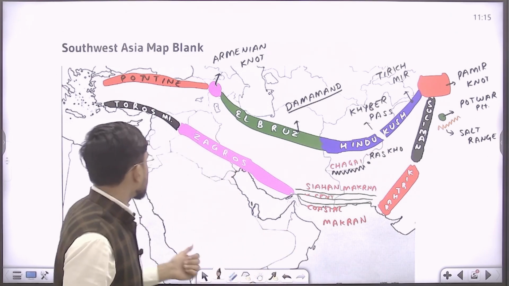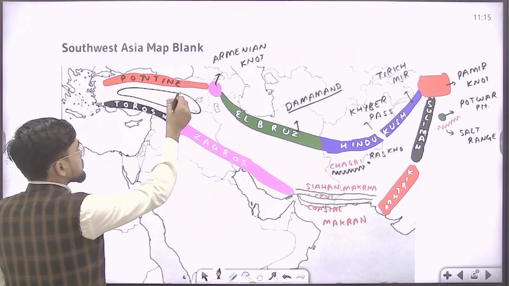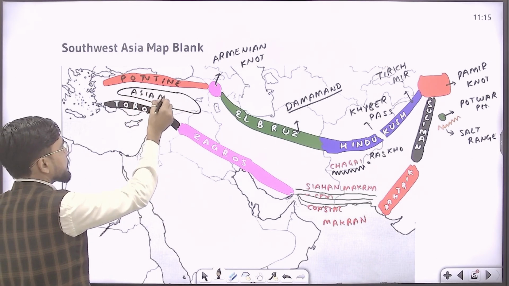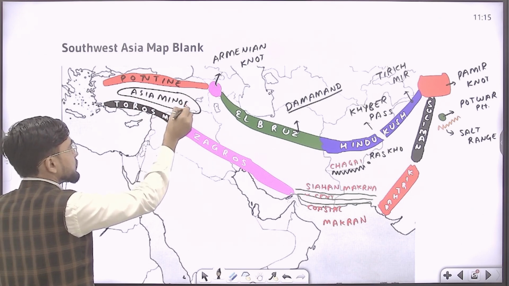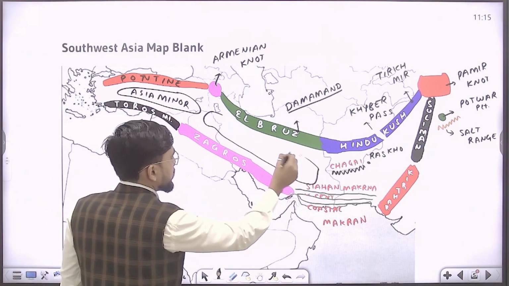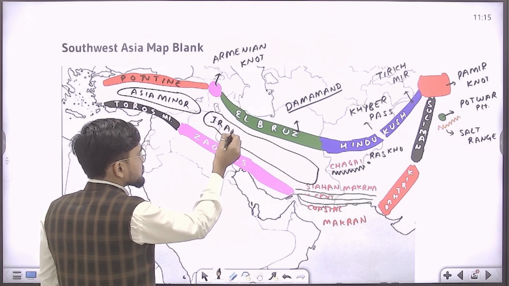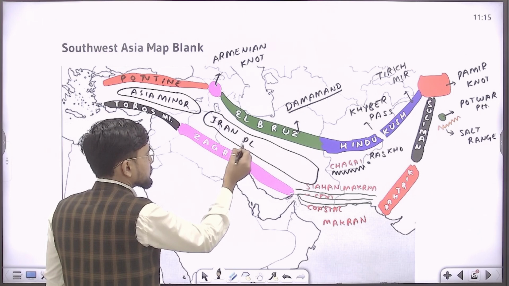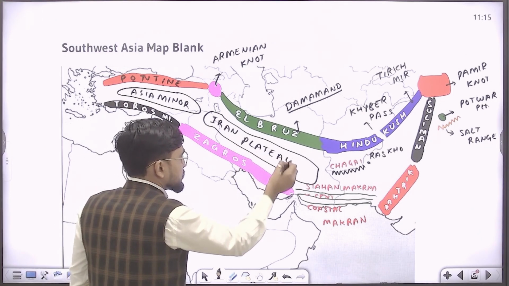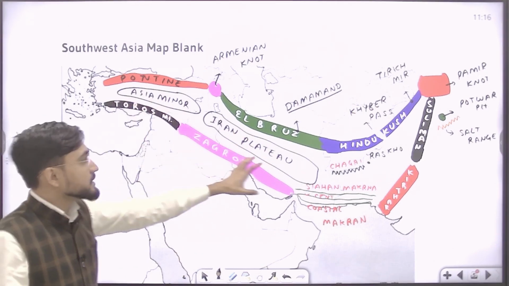Let me tell you another thing. The middle portion between the Pontic and Taurus is known as Asia Minor. And the middle part between the Taurus mountain and the Elbrus is the Iranian Plateau. This is the Iranian Plateau, and it has many deserts. This is the complete map.